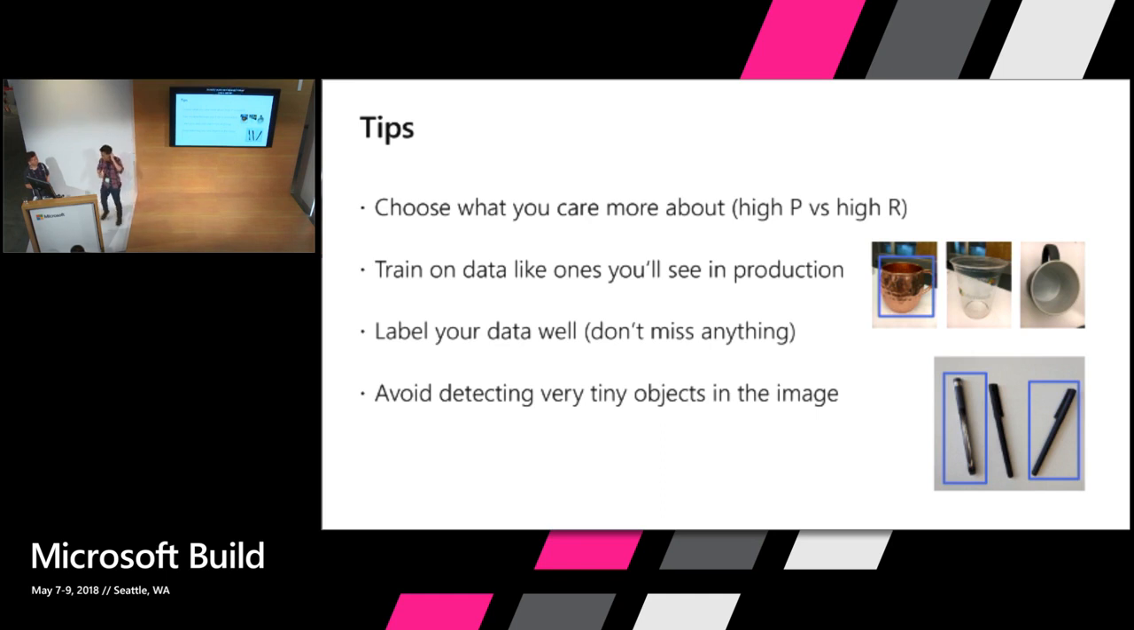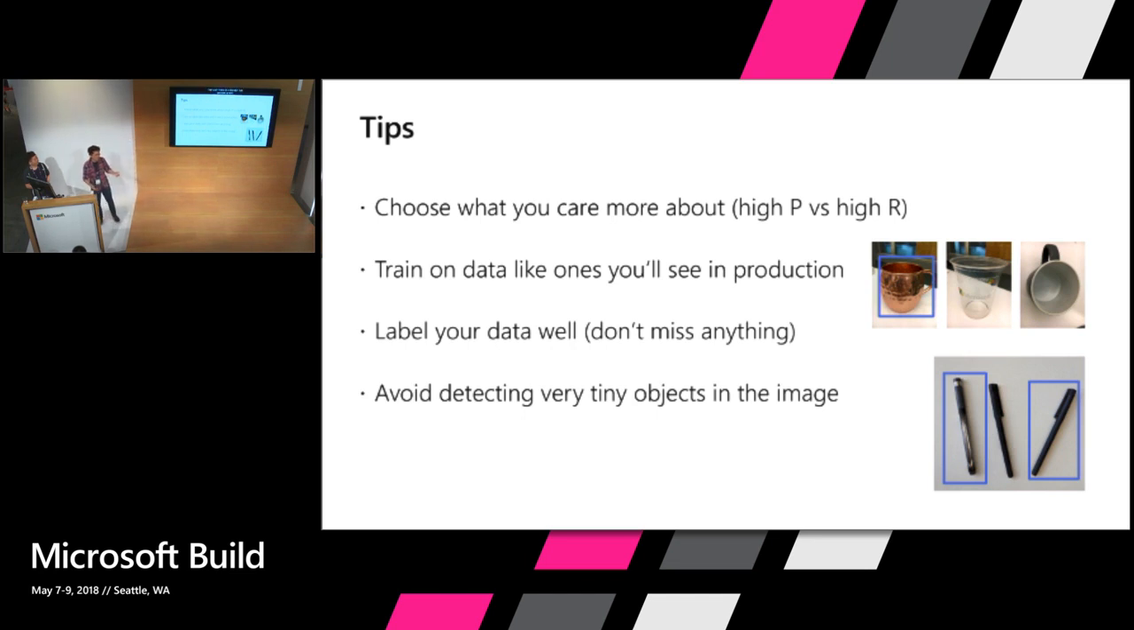Let's do that. And thirdly, label your data well. Don't miss anything. So in that image below, you can see that we have 3 pens, but we only label 2 of them. What this is going to do is tell the model that the first thing is a pen, the last thing is a pen, but the second one is not. So the model will get very confused on what is a pen and what is not. So don't miss anything to the best of your ability.